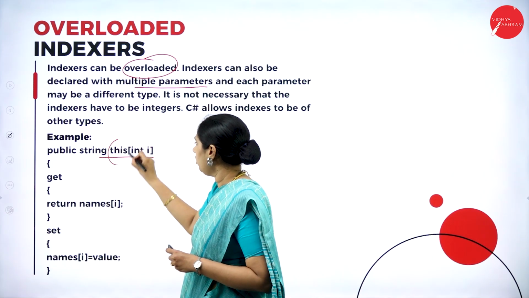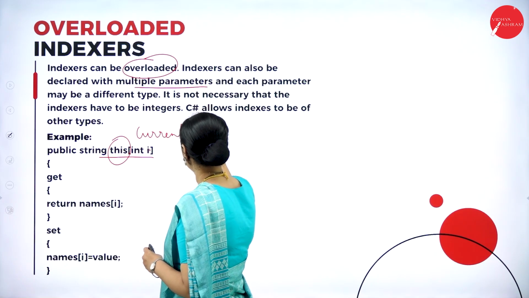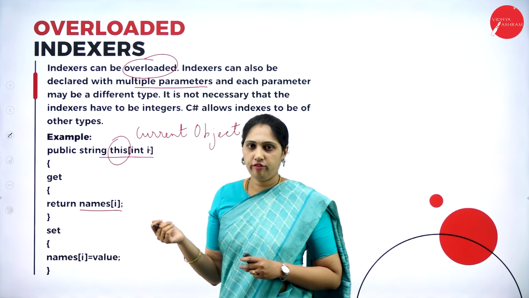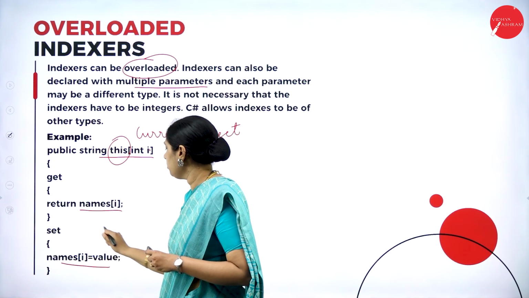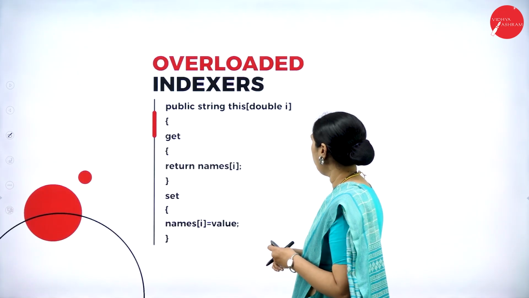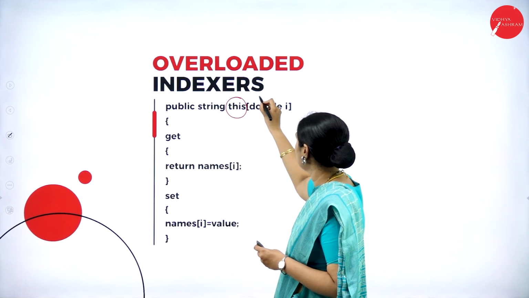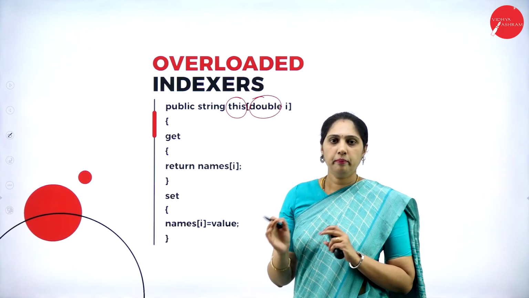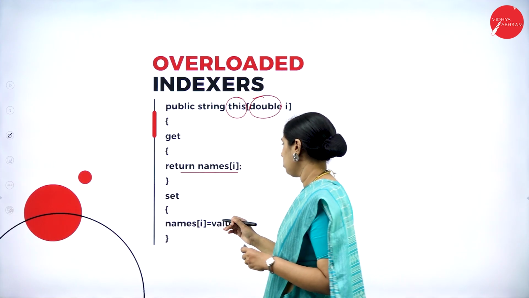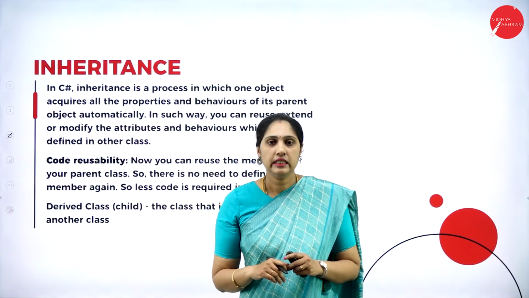So this is int I. What is this? It indicates the current object. So what do we have to return? Names of I. Then in set, we have assigned the values to this names. What is names? It is a string array. So now we have to overload. How to overload? In the previous one, we used integer. Now we'll use double. So this is overloaded, right? The parameters have been changed. Again in get, same statement, return names of I. In the set, we'll assign the value. Okay, so that is indexers.